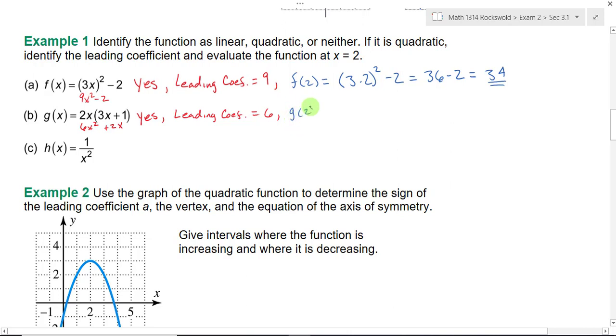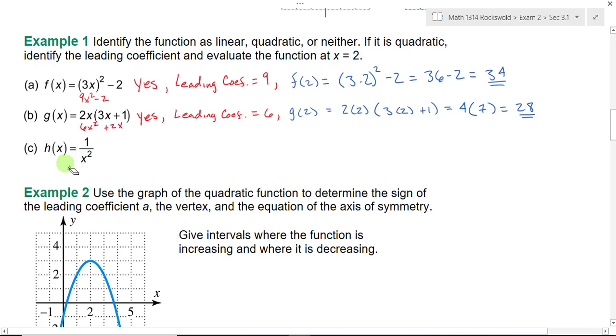This is our function g. G says we're going to take 2 times something and then multiply that by 3 times something plus 1. That something in this case is the 2 that we're asked to plug in right here. And that's going to give us 4 times 6 plus 1 is 7, and 4 times 7 is 28. So the point (2, 28) would be a point on the graph of this quadratic function.